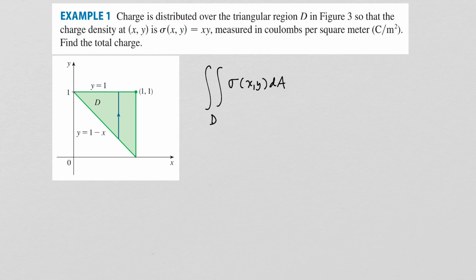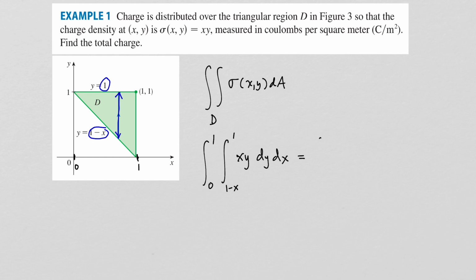So of course, we could integrate with respect to x or with respect to y first. It doesn't really make much of a difference. In cases where it doesn't make a difference, I prefer to integrate with respect to y first. So here we can see that y varies from 1 minus x up to 1, and then x varies from 0 to 1. So we're going to have the integral from 0 to 1 of the integral from 1 minus x to 1 of our function sigma, which is x times y, dy dx.